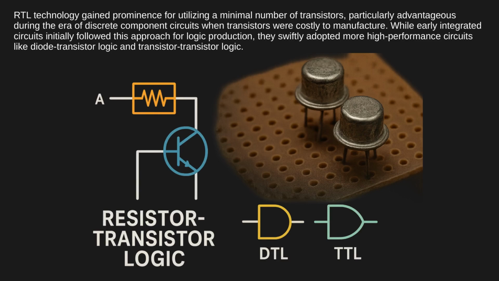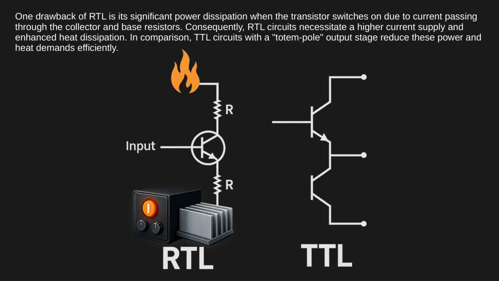One drawback of RTL is its significant power dissipation when the transistor switches on due to current passing through the collector and base resistors. Consequently, RTL circuits necessitate a higher current supply and enhanced heat dissipation. In comparison, TTL circuits with a totem pole output stage reduce these power and heat demands efficiently.